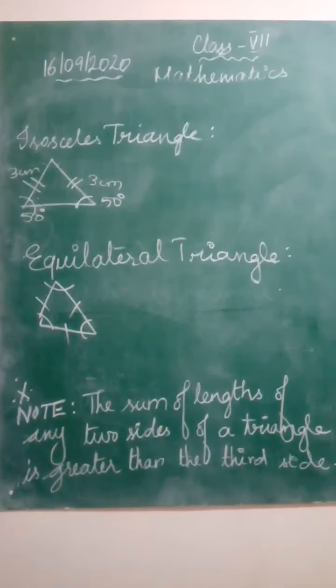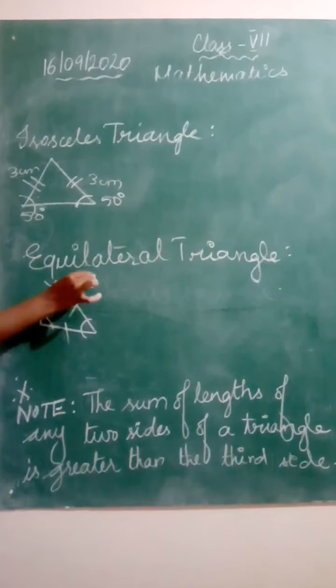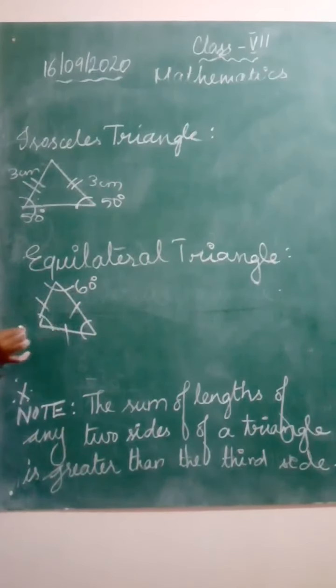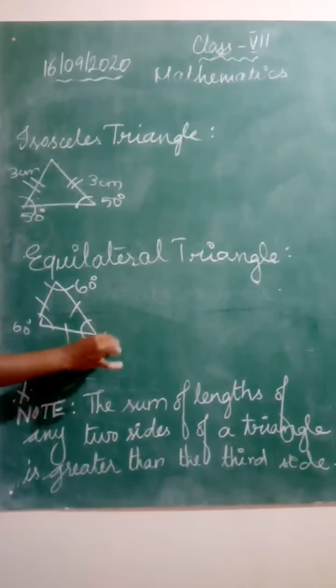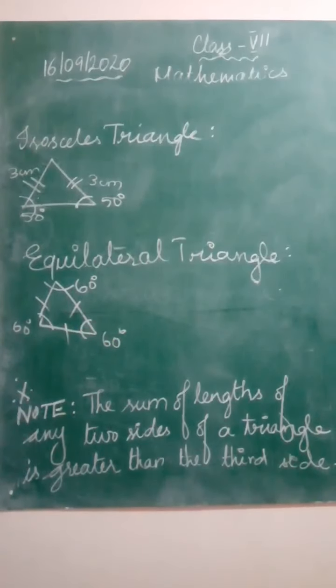For an equilateral triangle, three equal sides and three equal angles, and each angle measures 60 degrees. See, this is 60, this is 60, and this is 60. We have already learnt about the angle sum property, right? So 60 plus 60 plus 60 is 180. So the angle sum property of a triangle is 180. So it is satisfied here.